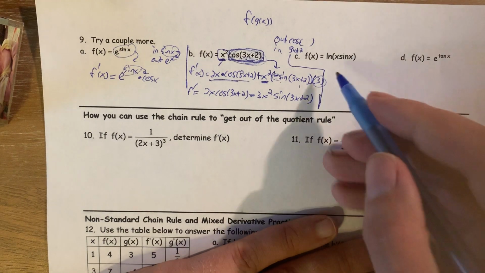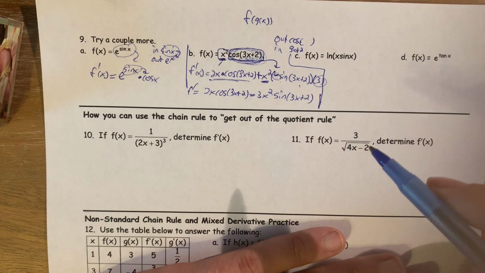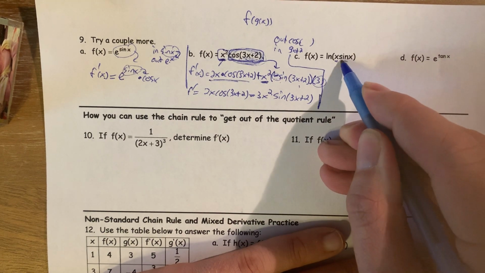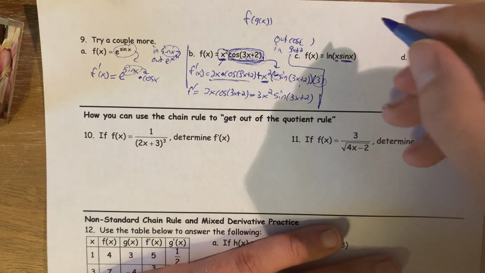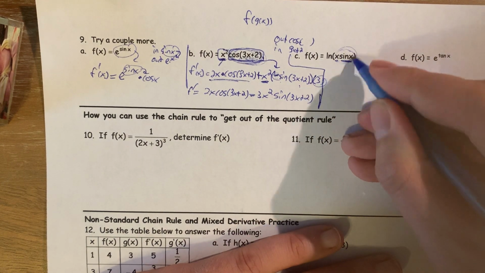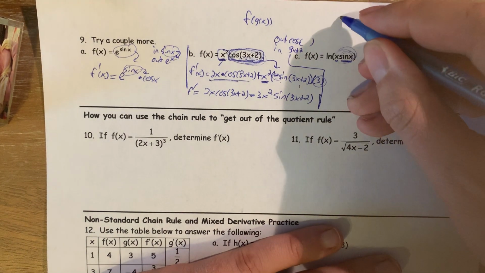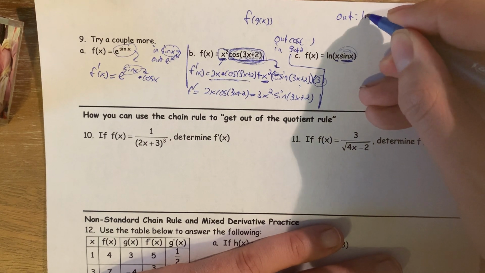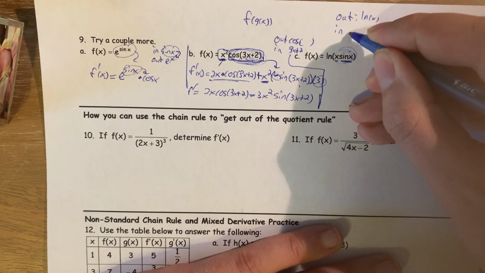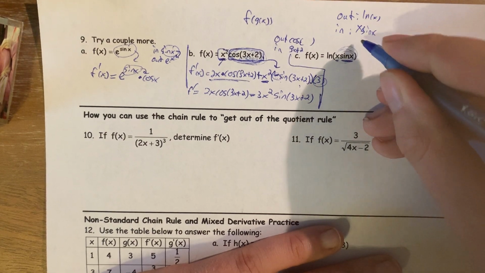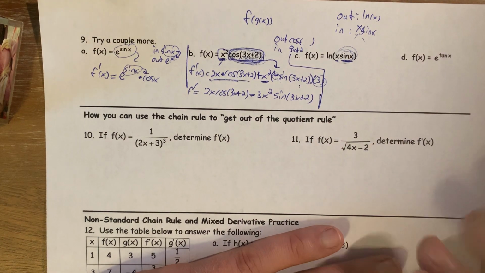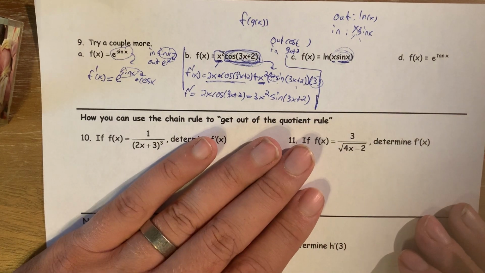The next one. Is this a product rule? I see x multiplying times sine of x. Well, there is going to be a product involved, but this is clearly a composite function because this is all inside of this. So the outside function is just natural log of x. The inside function is x sine of x. And when we do the derivative of the inside, we will have to do a product rule here. Let's see how that works in just a second.